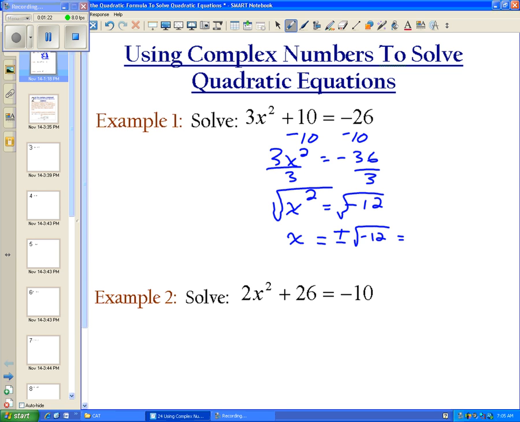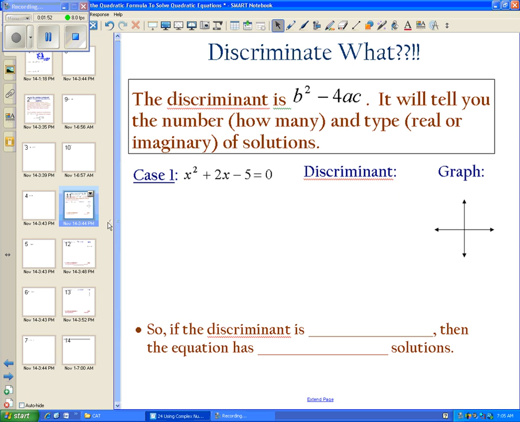Remember that square root of negative 1 can become i. The square root of negative 12 is the square root of 4 times square root of 3. So this is plus or minus 2i square root 3. That's how I solve a problem like this. That's how I use the complex numbers to come up with my two answers, which is a nice thing to know and have and be able to see.